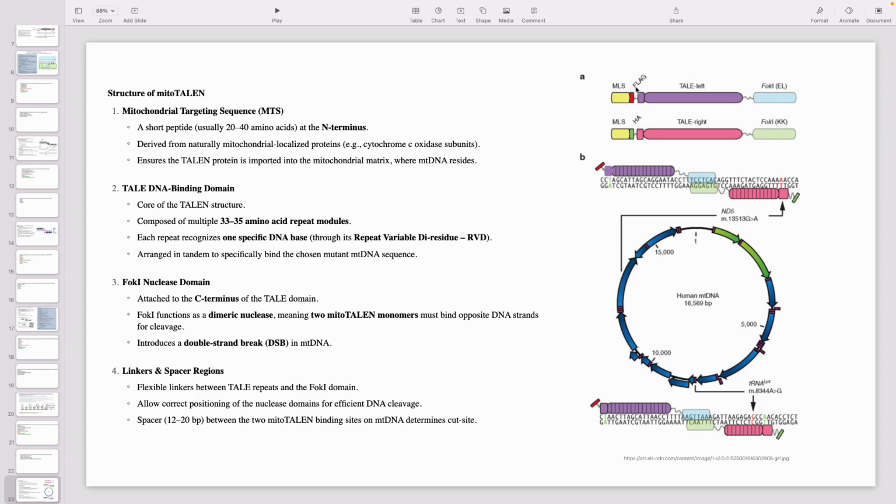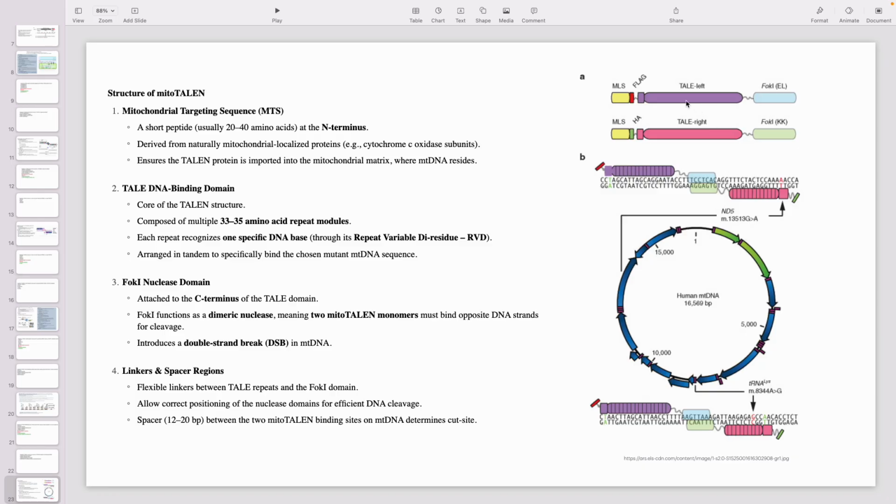They are usually short peptides made of around 20 to 40 amino acids. They are derived from naturally mitochondrial localized proteins, for example cytochrome C oxidase subunits. This ensures the TALEN protein is imported into the mitochondrial matrix, where the mitochondrial DNA resides.